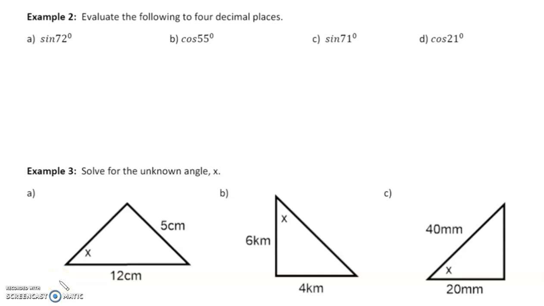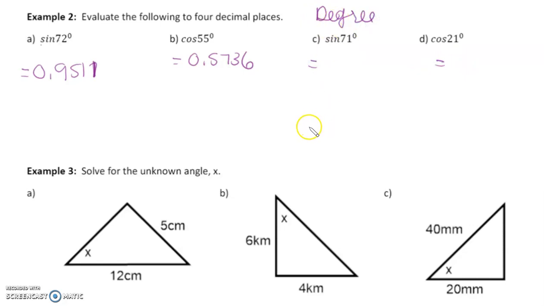Okay, example 2, evaluate the following to 4 decimal places. So this just really gets us into the habit of using our calculators. So if you put sine 72 in your calculator, you should get 0.95111. Okay, now let's put cos 55 in our calculators, 0.5736.